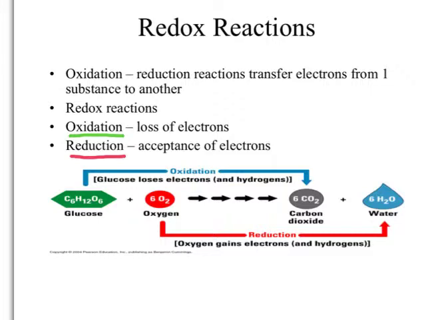So in this redox reaction in cellular respiration, the glucose is going to lose the electrons, okay? So it becomes oxidized, and the oxygen is going to gain the electrons, and therefore we say it is reduced. So we have a redox reaction, or oxidation-reduction reaction, where glucose is being oxidized because it's losing the electrons and hydrogen ions, and oxygen is being reduced because it is gaining the electrons and hydrogen ions.